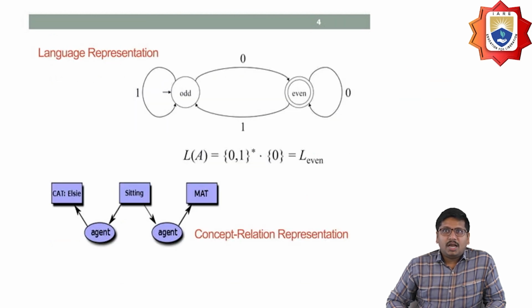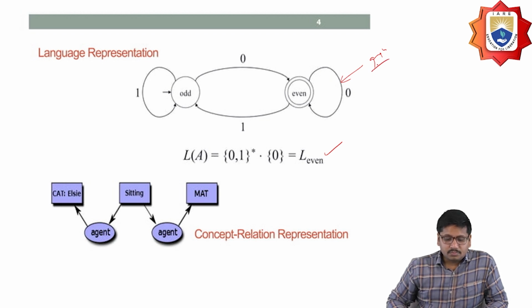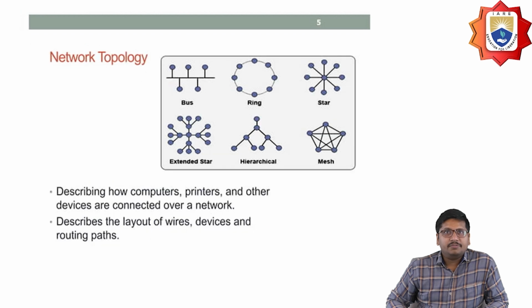So normally these graphs are used in language representation as well. Suppose I have a language like this, zeros and ones which make it even. In this one, I'm going to construct a diagram. So this is one of the applications of the graph. Similarly, if I want to show concept relationship representation, I have to make use of graphs.